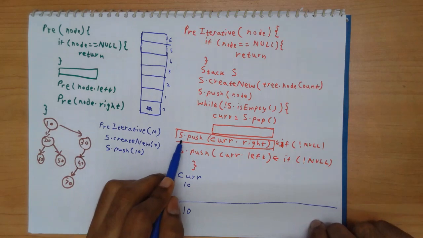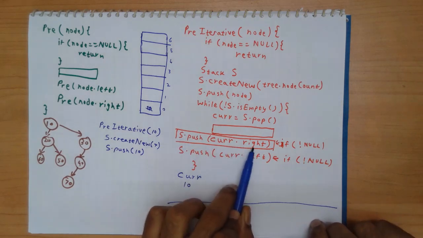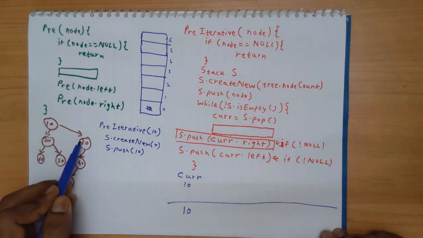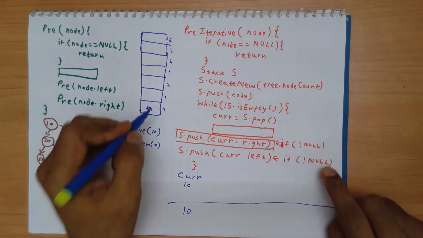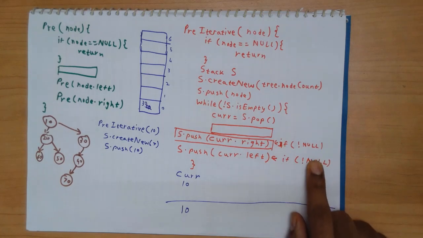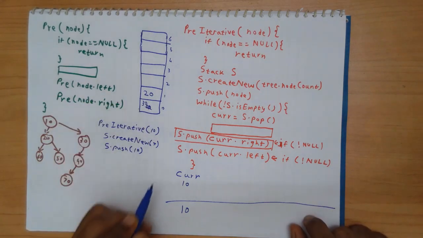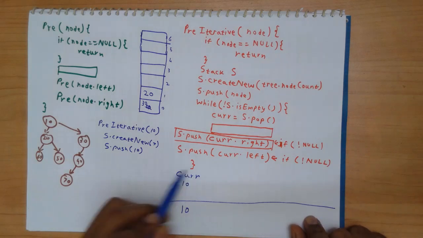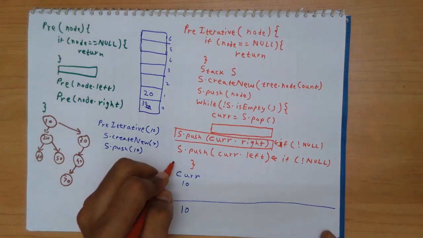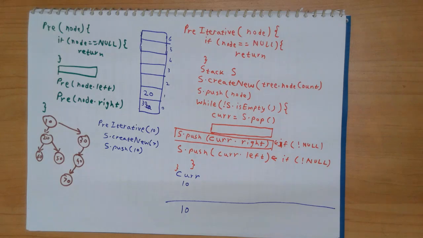Okay, and then I'm going to push current dot right if my right subtree is not null. So for 10, right subtree is 30 and it is not null, so I'm going to push 30. So I'll have 30 here, and then I'm going to push current dot left if my left subtree is not null. So for 10, 20 is the left subtree and it is not null, so I'm going to push 20, and that's where I finish this loop. Okay, and I have missed one closing brace for the whole function, right? That should be here.